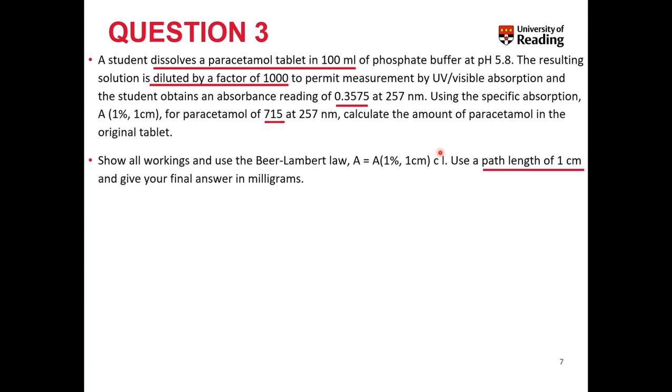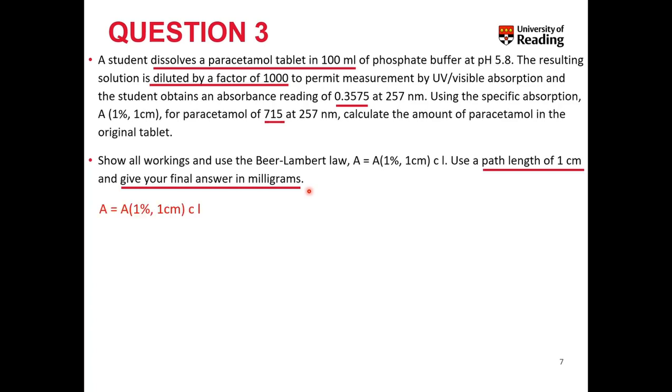You're told to use a path length of 1 centimetre, which gives you your last term to plug in to the Beer-Lambert law. So we've got the A 1% 1 cm, and the L term, and we're going to be trying to determine C. So that's all the numbers that we need for the Beer-Lambert law. And crucially, you're told to give your final answer in milligrams. That means if you are giving your final answer as a concentration in grams per 100 ml, then your answer is going to be incorrect. The final answer should be an absolute amount in milligrams.